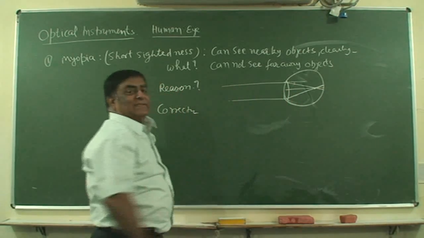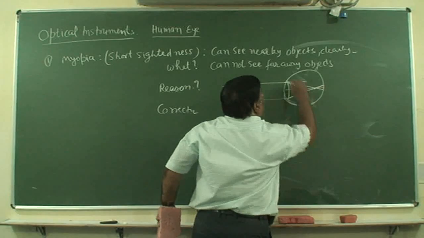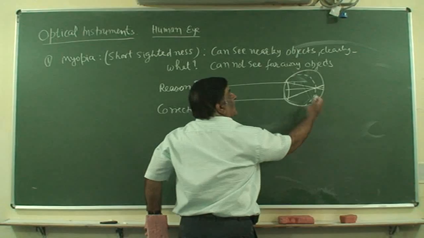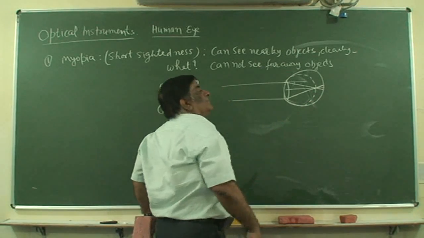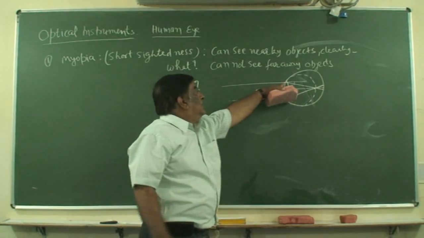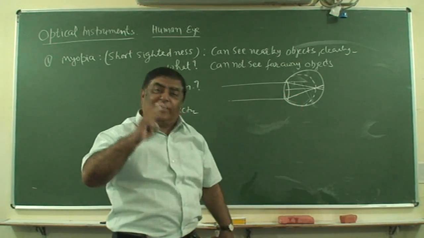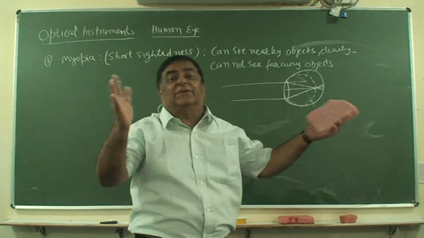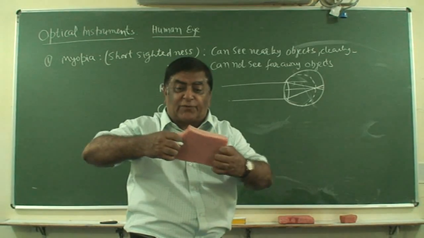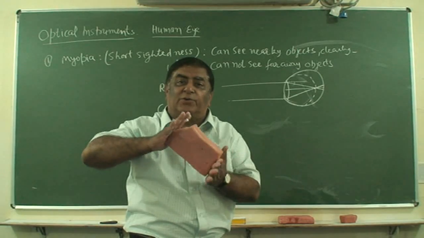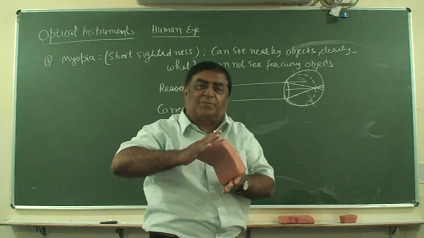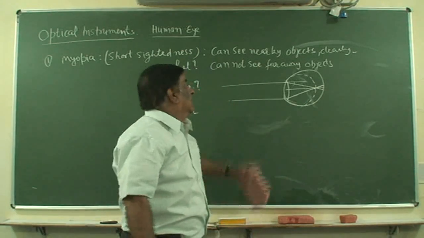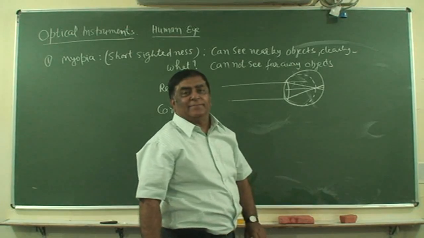It cannot bend less than this. Due to this shape, the eyeball, which should have been like this, due to some biological defect, it has gone here. Now, the lens can increase the power and decrease the focal length, but they cannot increase the focal length. It is not possible to stretch the lens. It is possible to compress it. So compression is possible, power increasing is possible, but power decreasing is not possible. So the image is formed here.